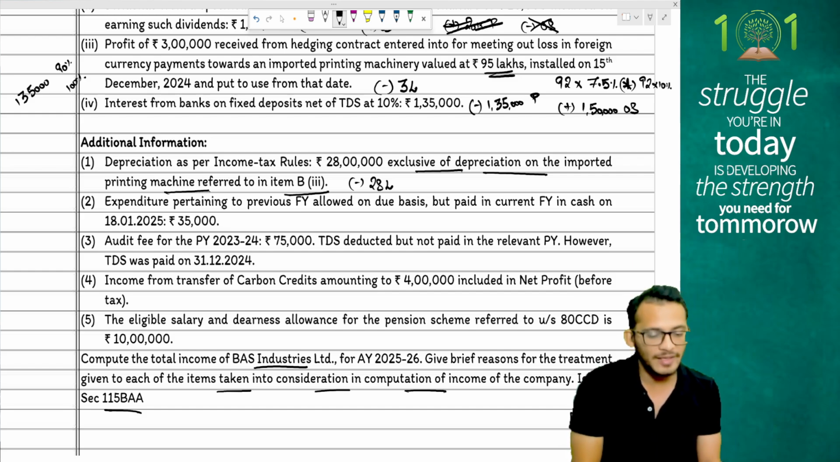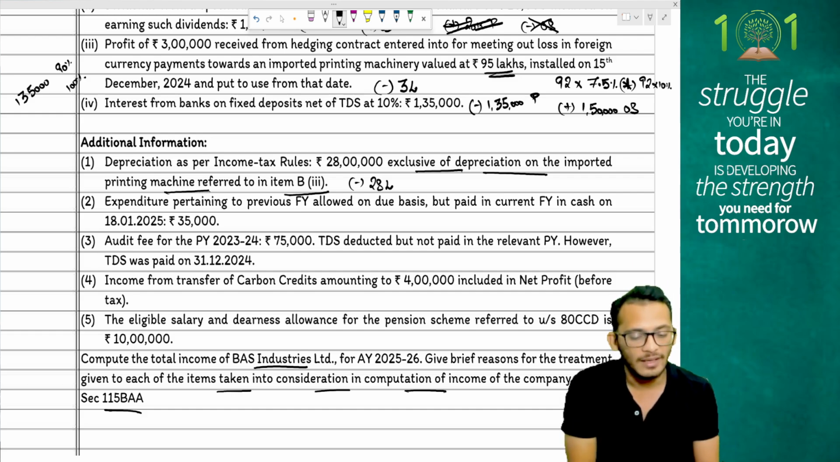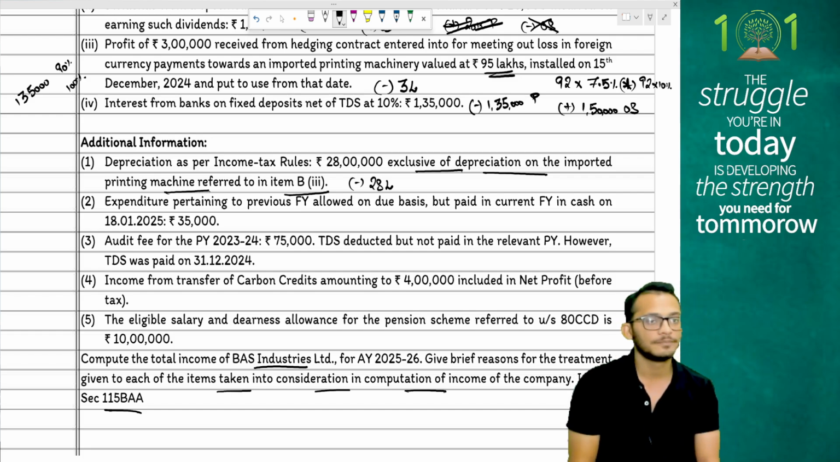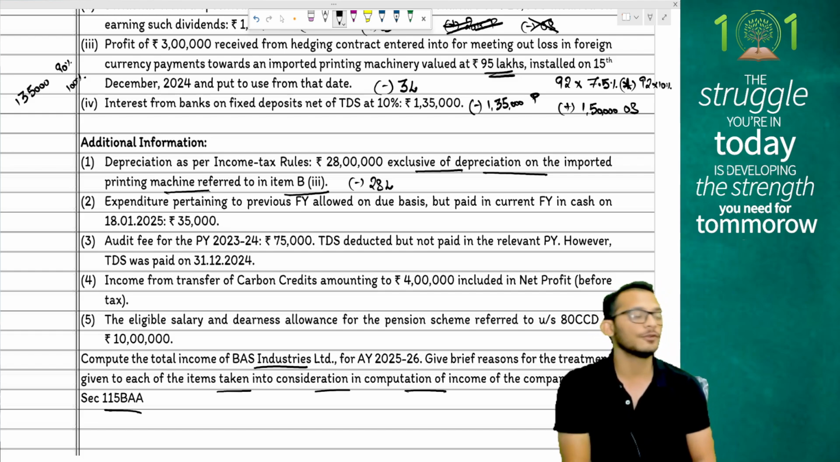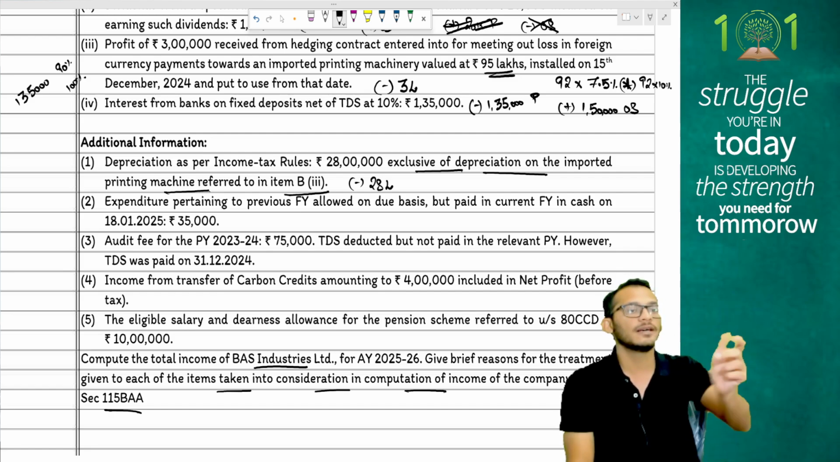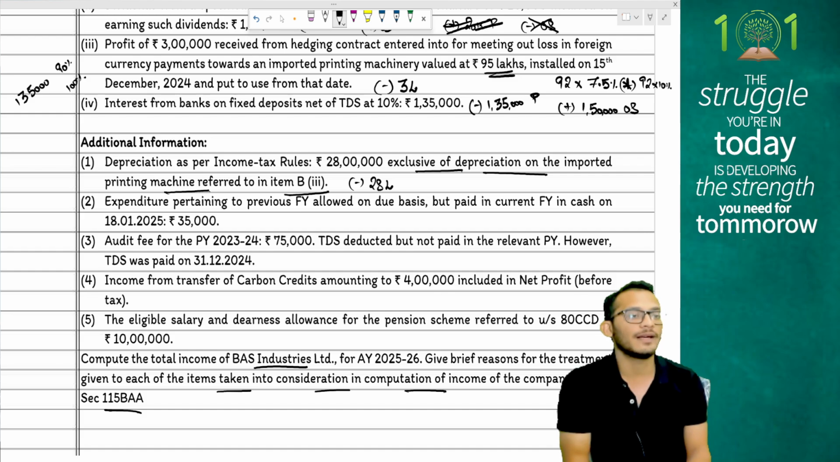Next, expenditure pertaining to previous FY which is allowed on due basis but in current year has been paid in cash on 18th January 2025 of 35,000 rupees. People, we are under same 48.3. Same under 48.3. For those who remember, people, income tax said if you are booking something on accrual basis and in subsequent year you make the payment in cash, income tax will deem it as income in the subsequent year.